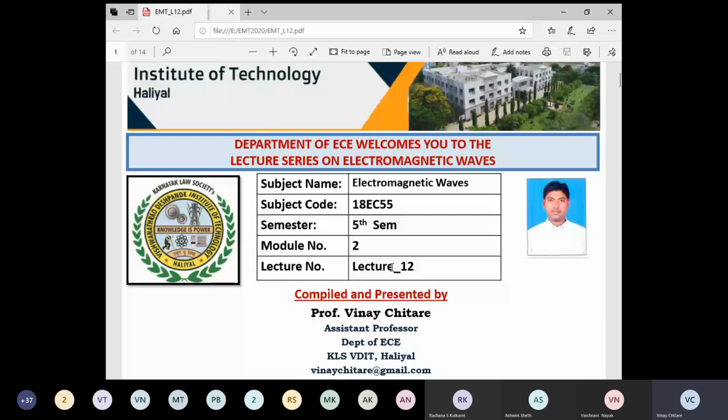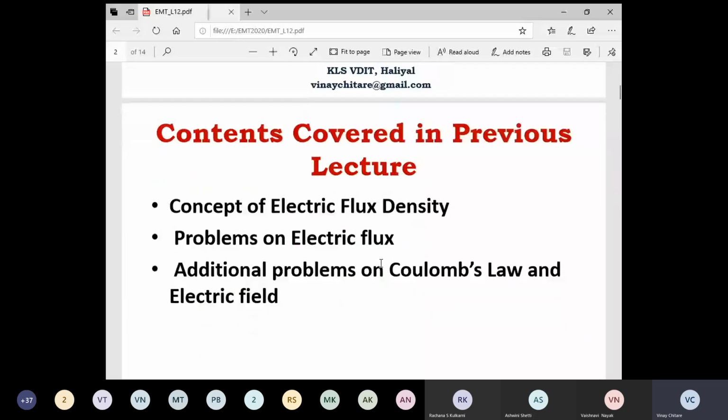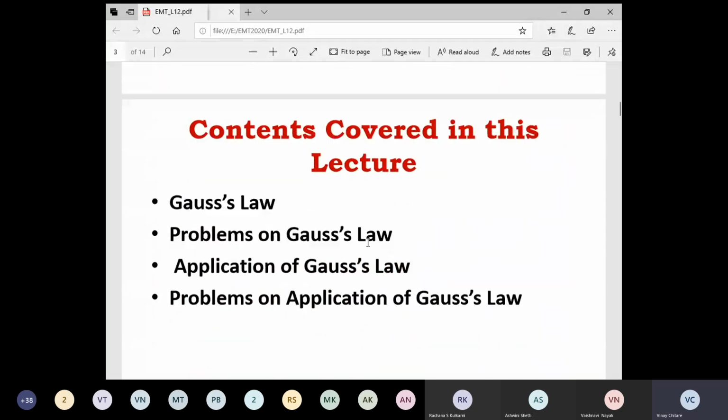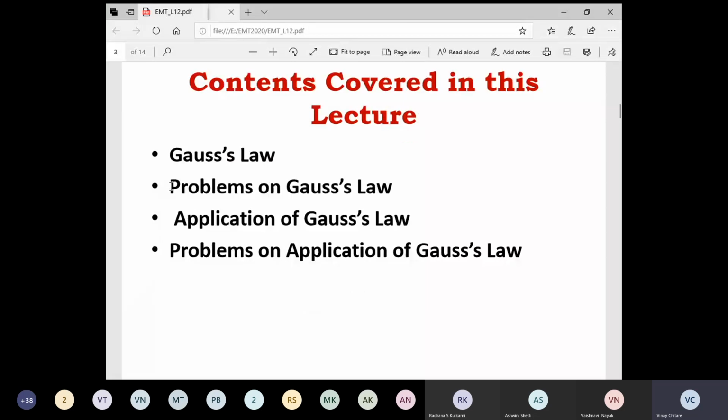So we'll continue. The contents covered in the previous lectures were the concept of electric flux density, and in the previous class we saw what Gauss's law is, and we solved problems on Gauss's law. So today we'll try to cover the application of Gauss's law and problems on the application of Gauss's law.